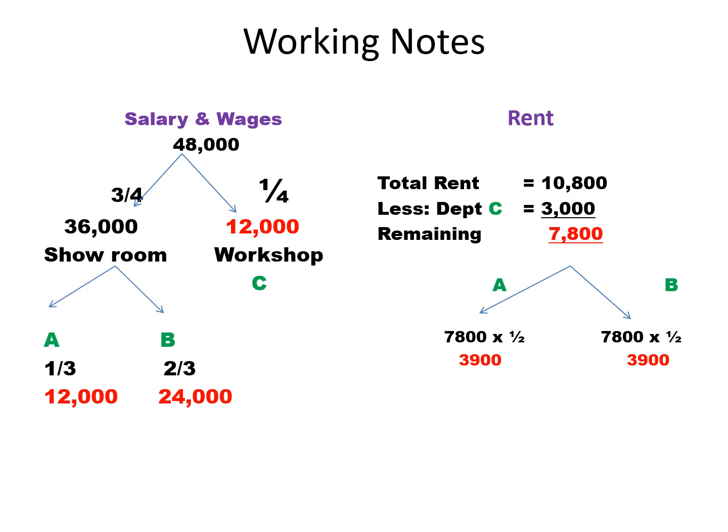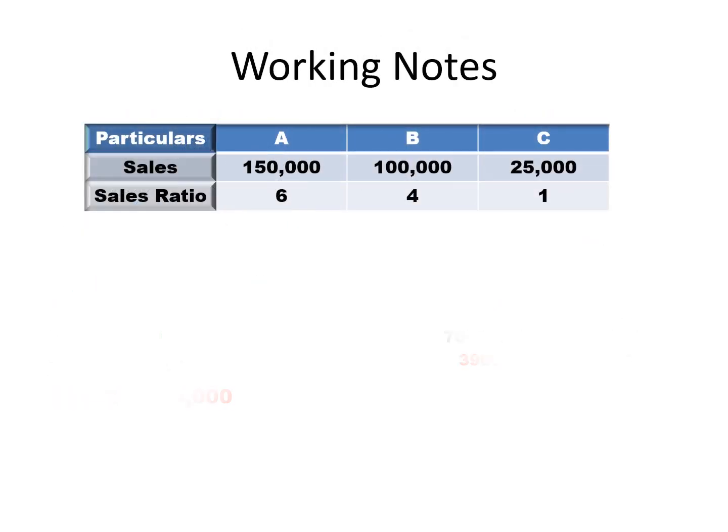So this is how you calculate salary and wages. Students, you require the sales ratio to distribute sundry expenses. So sundry expenses are to be distributed in sales ratio. Sales is 1,50,000, 1,00,000 and 25,000. Simplify, you get 6:4:1. How? 25 ones are 25, 25 fours are 100, 25 sixes are 150. So you get 6/11, 4/11, 1/11. How do you get 11? 6 plus 4 plus 1.